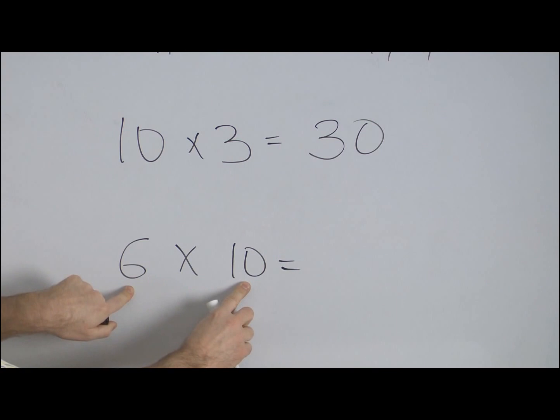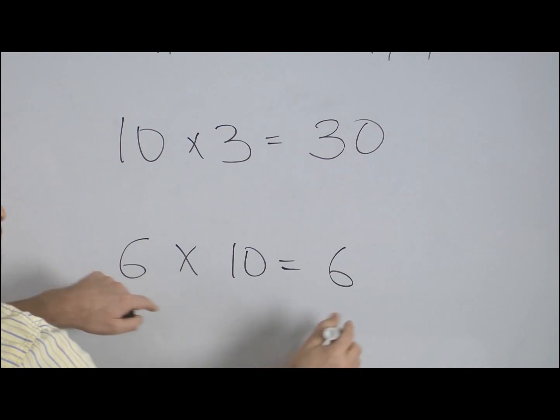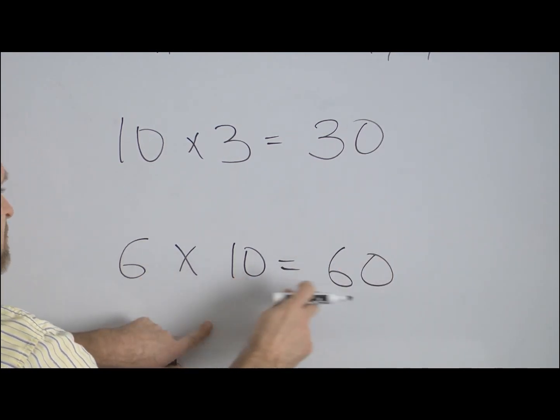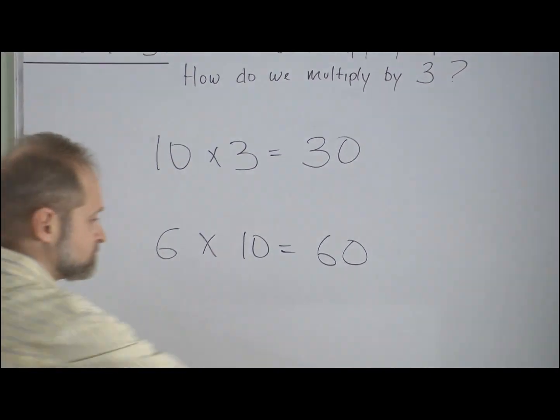Second one, same way. We look at our two numbers right here. This one's not 10, so we're going to write down the 6 right there. Put a 0 after that. 6 times 10, 60. That would be multiplication by 10.